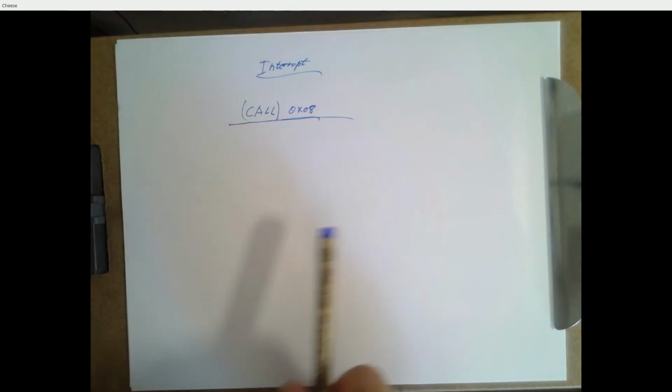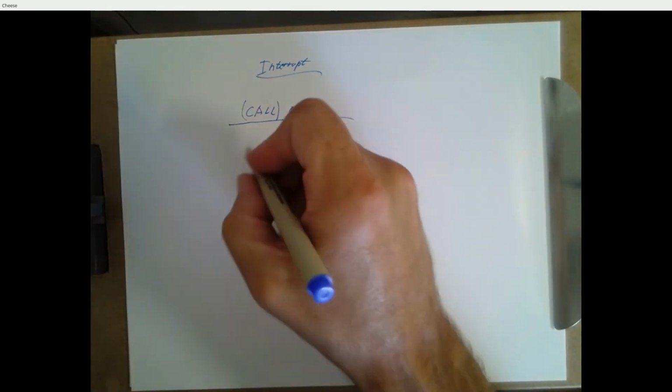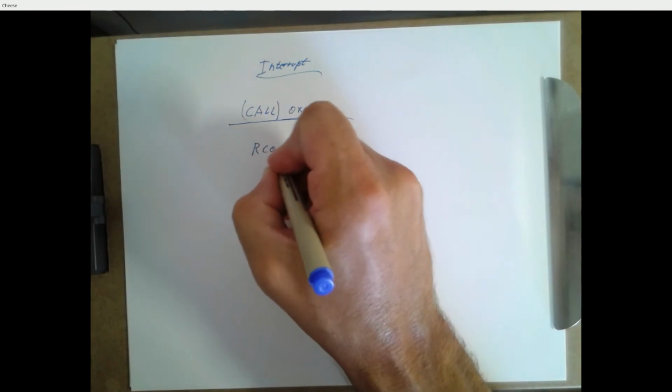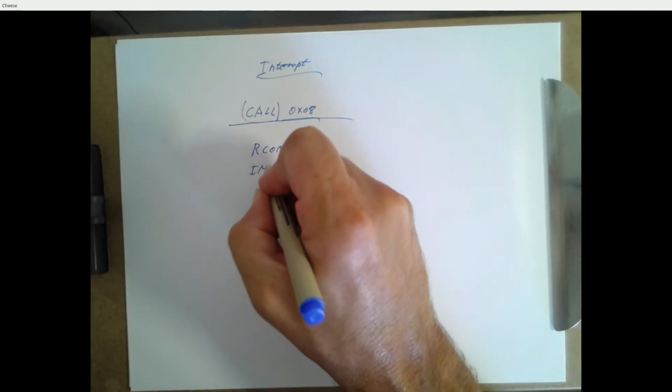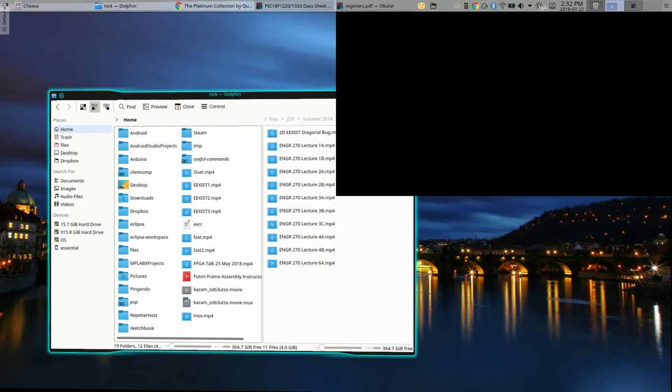Okay, so how do we make interrupts work? Because normally if I raise pin 8, this does not happen. So how do we make interrupts work? Well, we have to work with a series of registers. One is called RCON, and the other is called INTCON. And let's take a look at those registers.